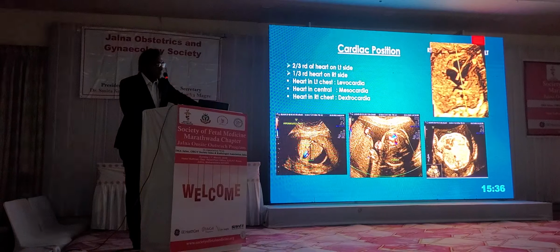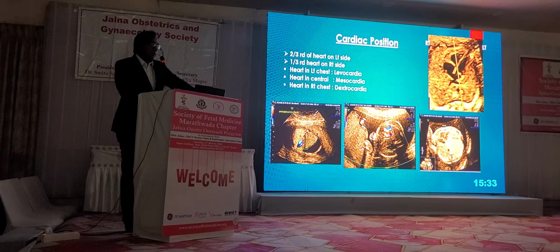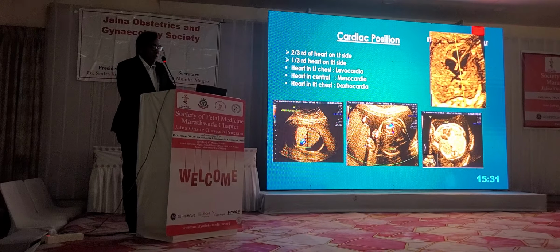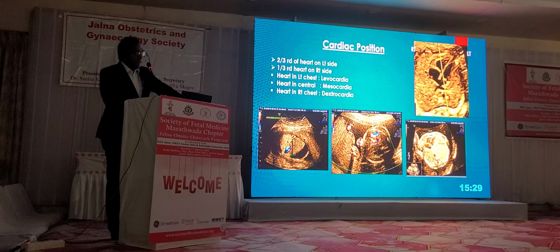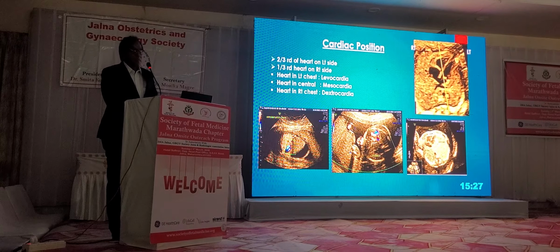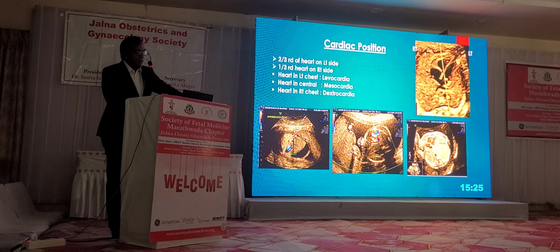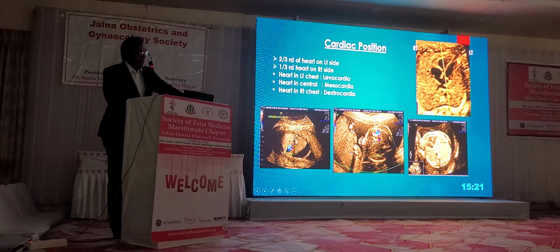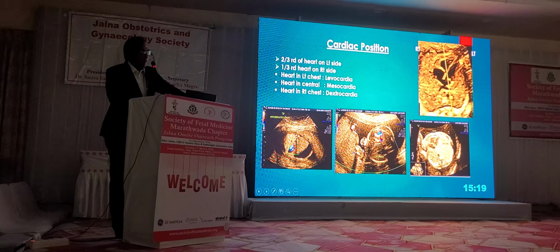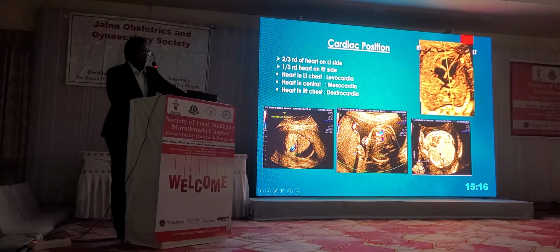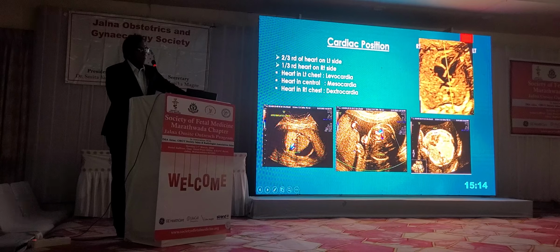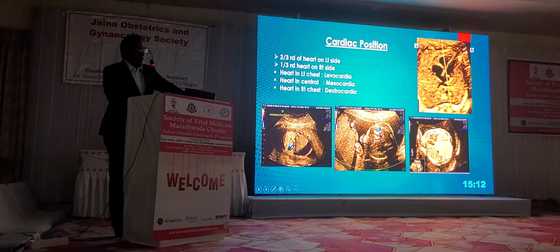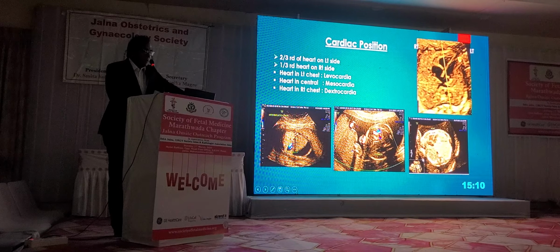Then cardiac position: two-thirds of the heart is towards the left, one-third is towards the right. If it is in the center, it is called mesocardia. If it is in the left, it is levocardia. If it is in the right, it is dextrocardia. You can see here a case of CHAOS, where the axis is almost straight, and it is mesocardia. And these two cases where the heart is shifted to the other side because of diaphragmatic hernia and CPAM.